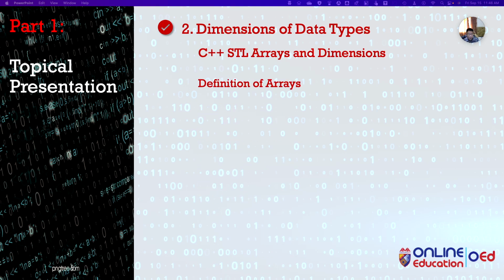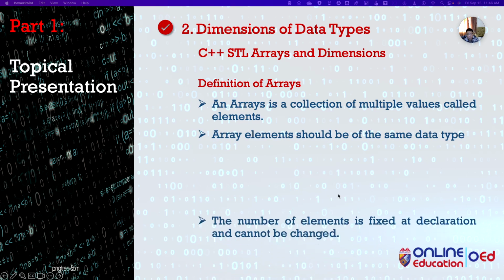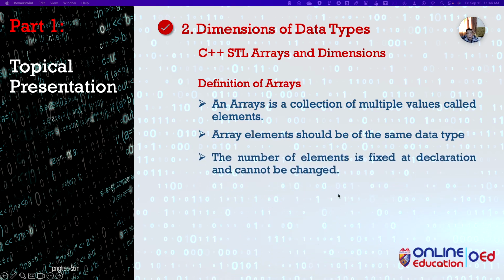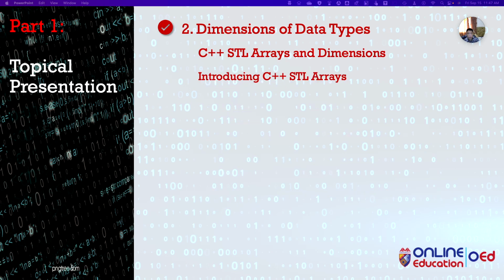An array is defined with the following properties. An array is a collection of multiple values called elements. Array elements should be of the same data type. They cannot be mixed. The number of elements is fixed at declaration and cannot be changed. Array elements are stored in contiguous blocks of memory.